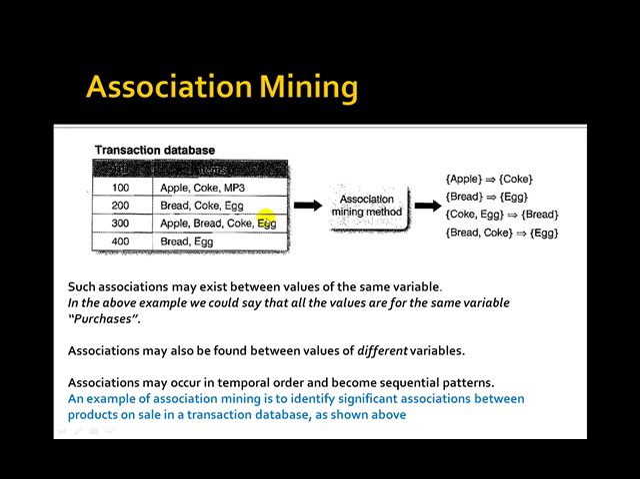Associations may occur in temporal order, and then they're called sequential patterns. So if this happens and that happens, then something else will happen. So if you're talking about things happening in a time sequence like that, if first this happens, then that happens, then we expect something else to happen, we can call them sequential patterns.